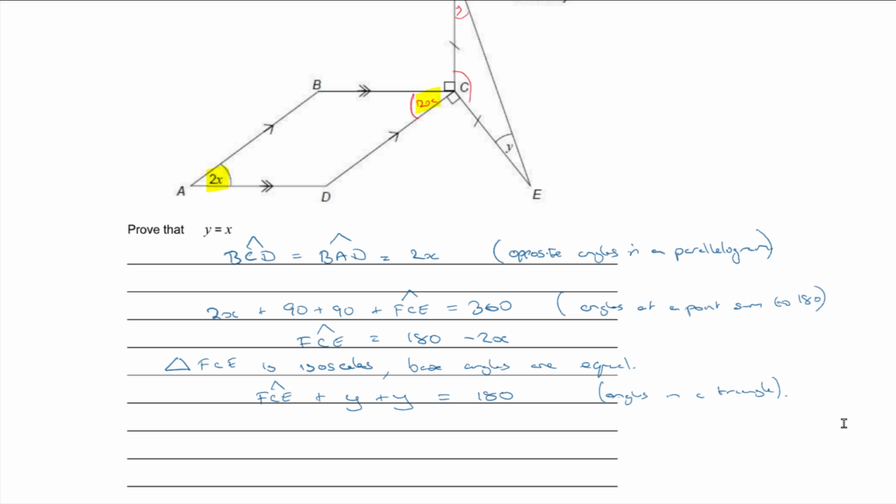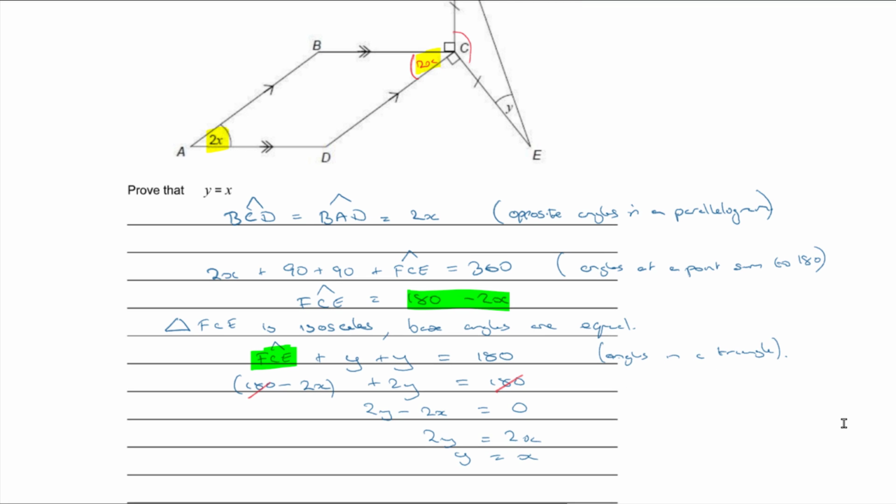Okay, so then we know that FCE, we found it here, didn't we, is 180 minus 2x. So replacing that in there, I get 180 minus 2x plus y plus y, that's plus 2y, is equal to 180. Then that 180 and that 180 cancel, so I've basically got 2y minus 2x is equal to 0. So taking the x to the other side, I've got 2y is equal to 2x, and then dividing through by 2, I have y is equal to x as required.